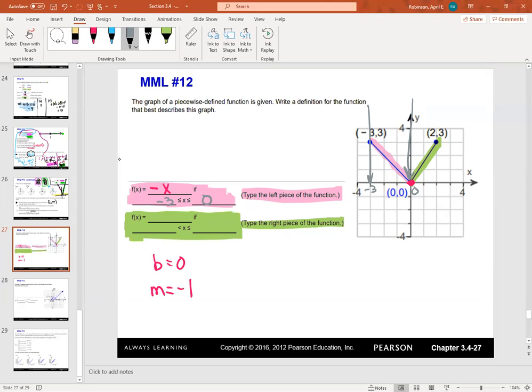And then the green one, if I were to extend the green line out, this too crosses the y-axis at zero. So b is equal to zero. And then this one looks like it goes up 1, 2, 3 over 1, 2 to find another point on the line. So my slope there is up 3 over 2, 3/2. So this is going to be 3/2 x plus zero. So it's just 3/2 x.